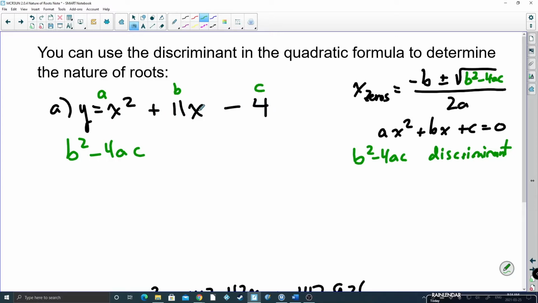Please do not use the x's. The x's are not coefficients, they are variables. We are only using the coefficients in front of the terms, okay? So this would become 11 squared minus 4 times 1 times negative 4. Now, there's a trick here that I'm going to introduce right away.